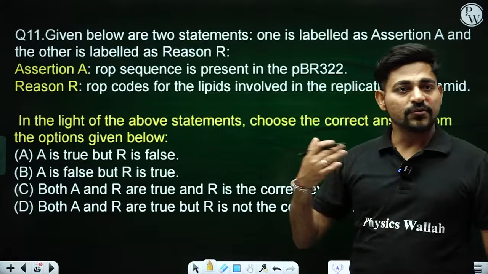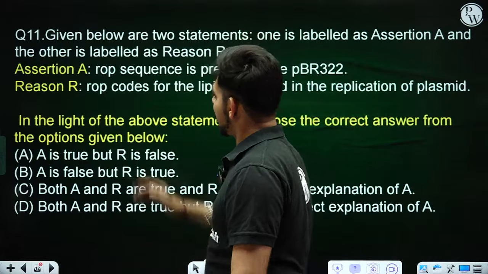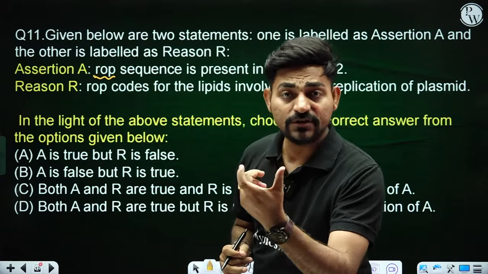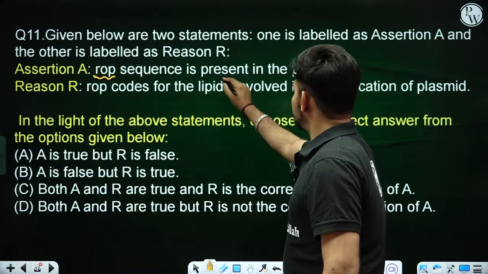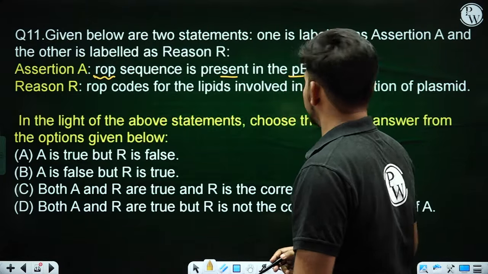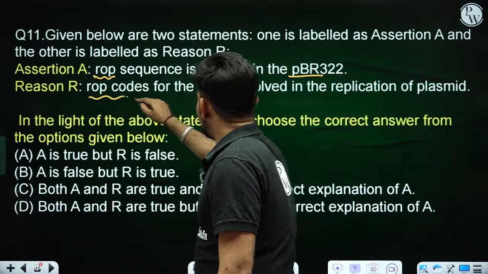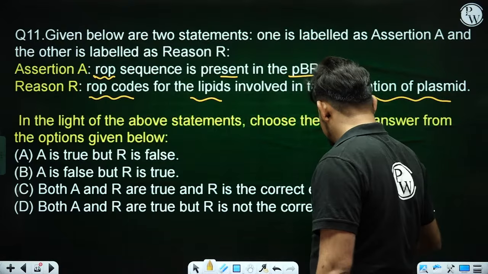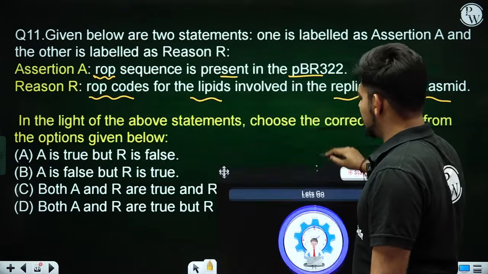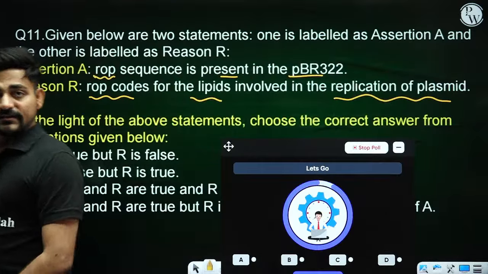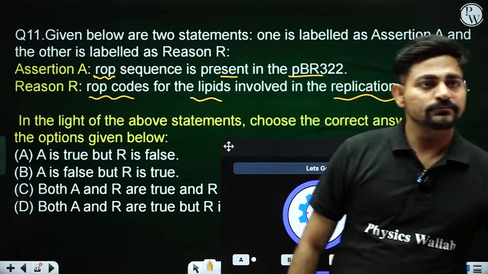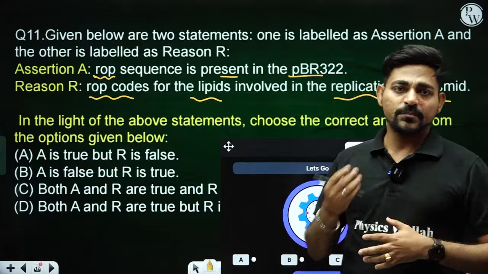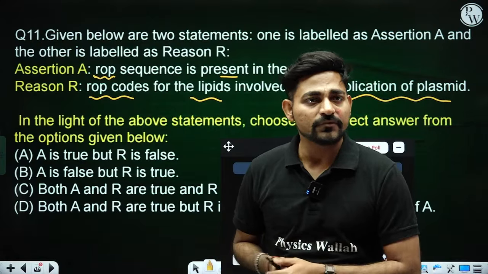Now let's move forward to question number 11, and the question is another assertion and reason. ROP sequence, remember the rop gene of pBR322 is present in the pBR322, and the reason is saying ROP codes for the lipids involved in the replication of plasmid. Okay, again a conceptual question. If you know the concept, the answer is easy for you.